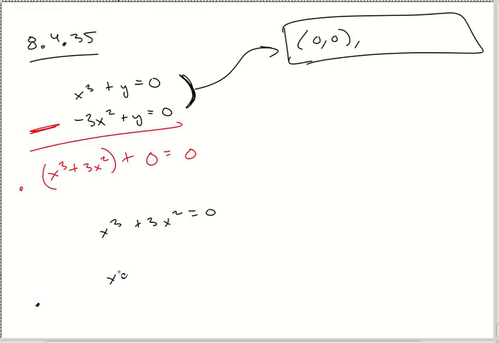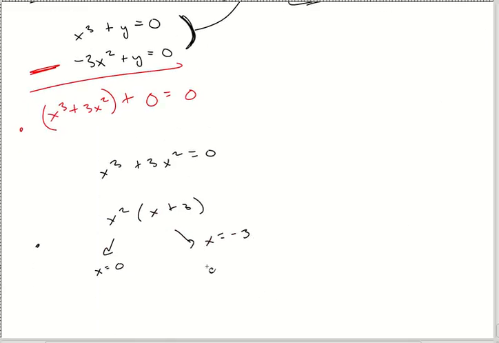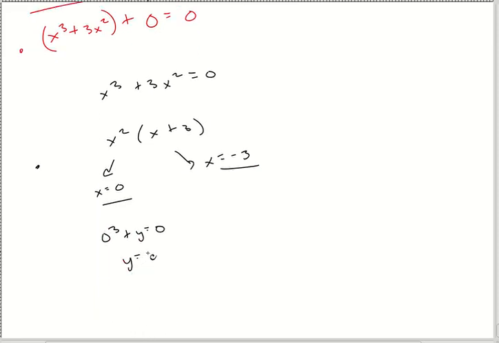I can factor out an x squared. And that's where we get this x equals 0 business right there. And then we also get x equals negative 3. We got our 2 answers. I plug them into the top, I guess. So 0 cubed plus y is equal to 0. You can already guess it. Y is equal to 0.